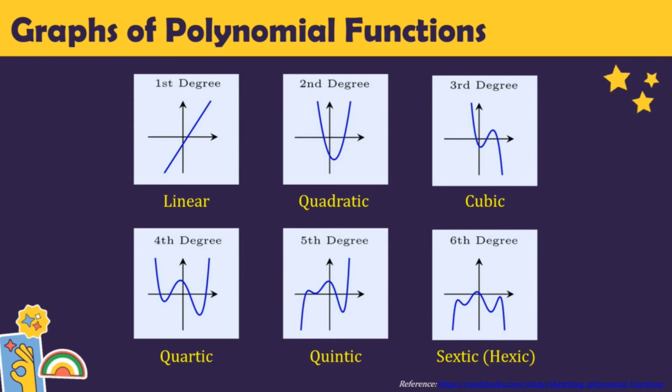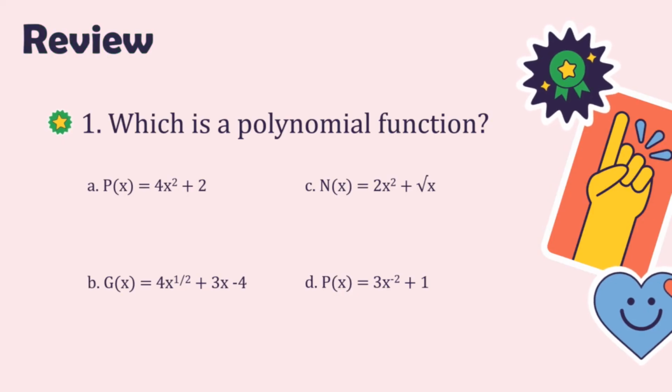Now, let's have a review. Which is a polynomial function? A. P of x is equal to 4x squared plus 2. B. G of x is equal to 4x raised to 1 half plus 3x minus 4. C. N of x is equal to 2x squared plus square root of x. D. P of x is equal to 3x raised to negative 2 plus 1. If your answer is A, you are correct.